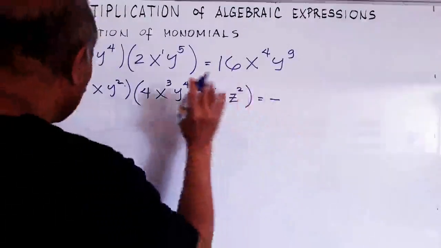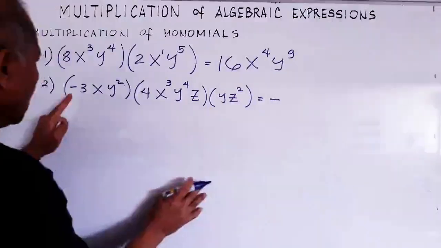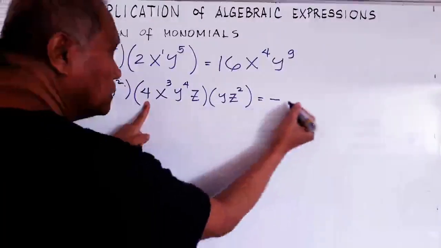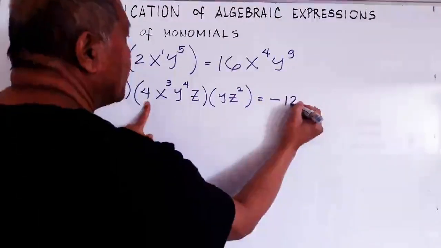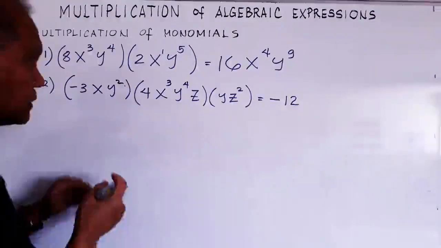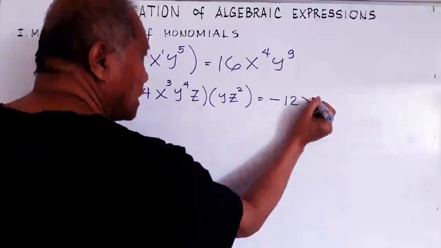Now we proceed to the number. Plus this one is 1. So you have 3 times 4 times 1, which is 12. So we have 12 there. After the number, we have the letters. X, you see the X here, we put an X here because X will be there.